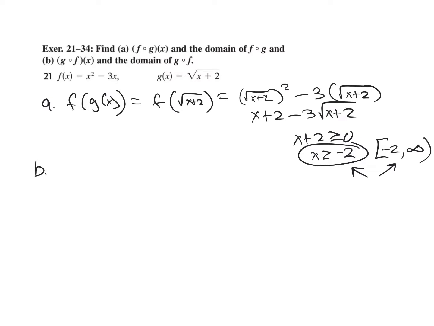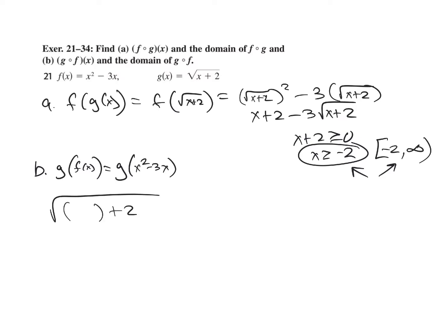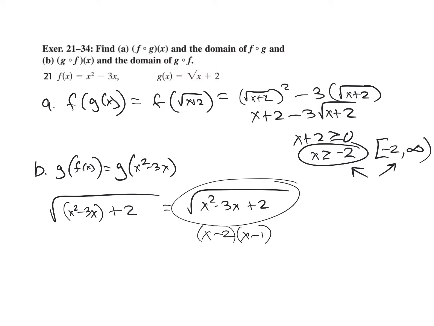All right, part B. g of f of x. So f of x is x squared minus 3x. When we plug that into the g of x function, that's the square root of x plus 2, so that means we're putting x squared minus 3x in the x position. So we have the square root of x squared minus 3x plus 2. Now that factors, but it doesn't matter because they're not the same thing. That's x minus 2 times x minus 1. If they're the same thing, that'd be great, but they're not. So that's our final answer, and then what's the domain?